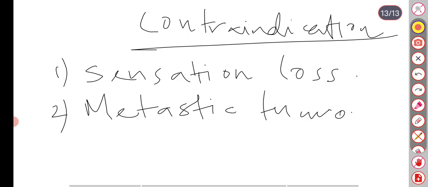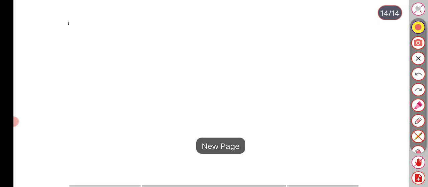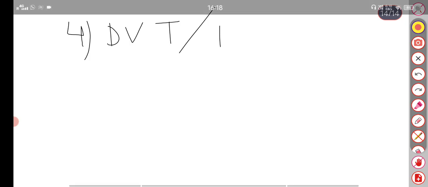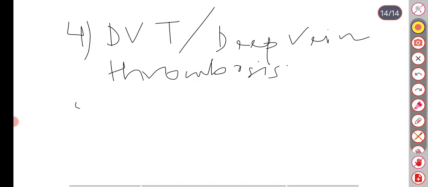Now, metastatic tumor, the cancerous tumor. And number 3 is the cardiac pacemaker. Where there is a cardiac pacemaker implanted in the patient, you can't use FARADIC type of current. You have to avoid its use. Number 4 is DVT. DVT is also known as deep vein thrombosis. Number 5 is hemorrhage. Hemorrhage is also known as bleeding.